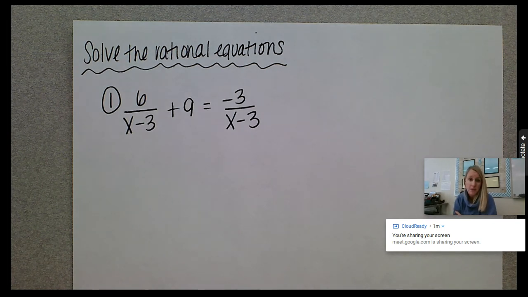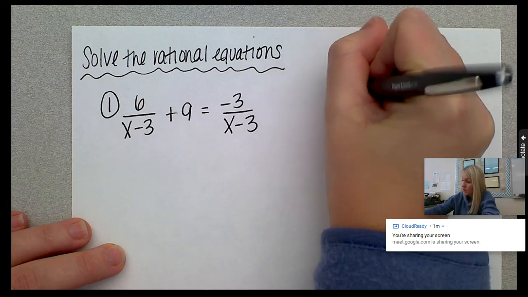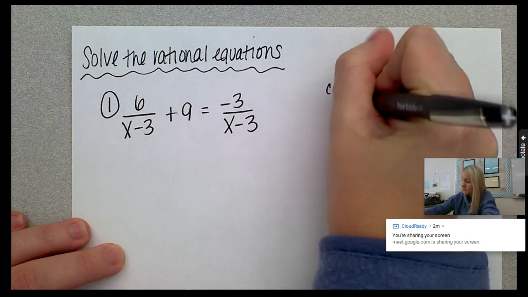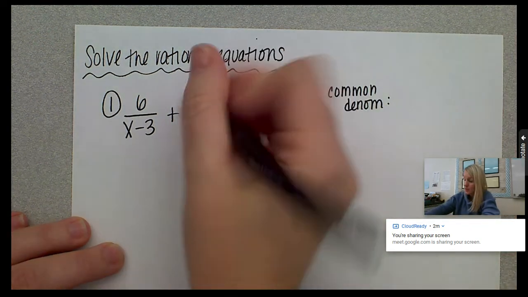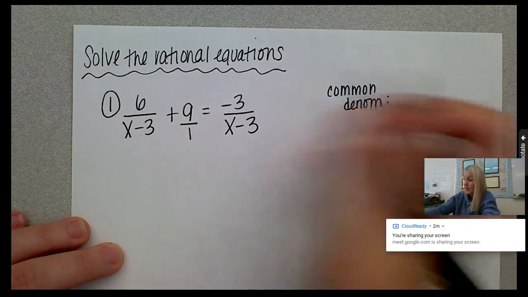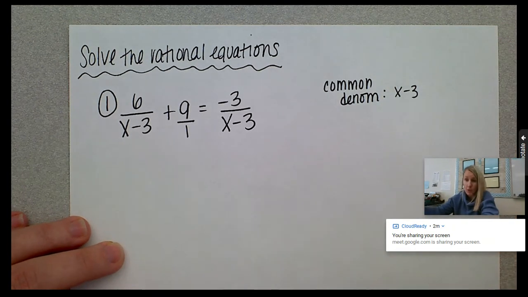We have x or variables in different places. We have fractions. It's a big pain. So we want to make it as easy on ourselves as possible. And the way we're going to do that is find the common denominator of all of these fractions. I write it off to the side. This has an x minus 3. This is technically just over 1, right? And that's x minus 3. So my common denominator is just x minus 3. Everything's represented with that, so we're good.